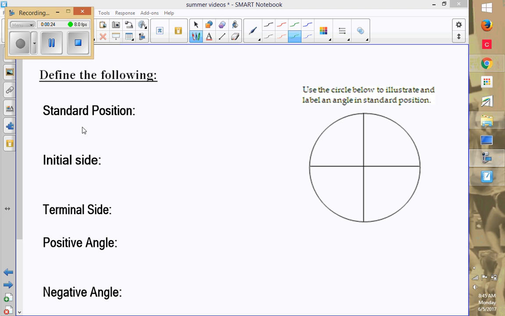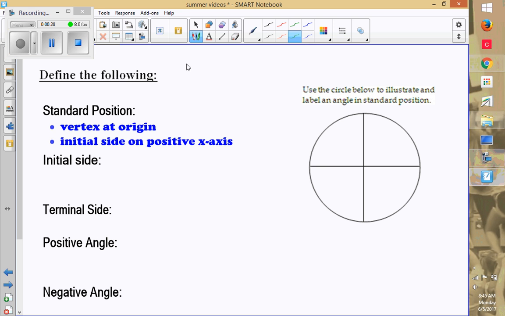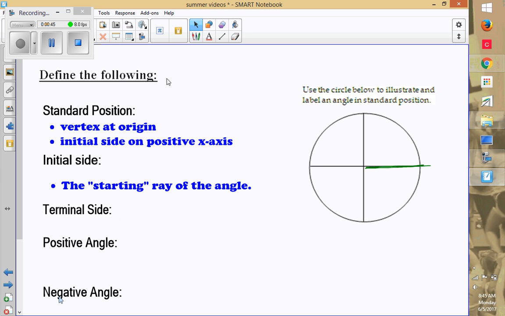The standard position of an angle has its vertex at the origin and its initial side on the positive x-axis. So our initial side is going to be over on that axis there. The initial side is the starting ray of the angle, so the beginning part as we start to draw it. The terminal side is the ending ray of the angle.